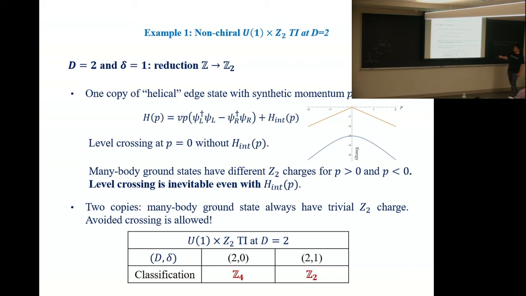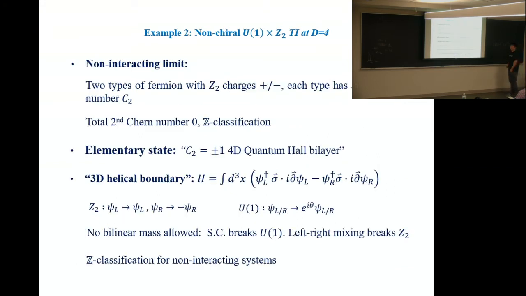So now you can see that for this simple example with capital D equal to 2, for different delta we have different classification. So we can go to a higher dimension. For example, this is a slightly less well-known example: D equals 4. We have the same symmetry. This means it's a D equals 4 non-chiral topological insulator.